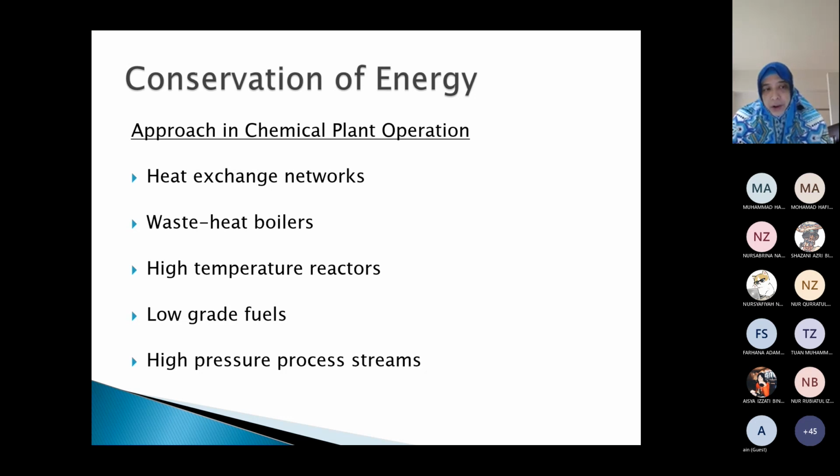Then try to manipulate the PFD that you have, changing it into a network that involves heat exchanger units. Avoid using just a cooler, for example, just to absorb the heat energy that you produce to cool the liquid. Instead of using a cooler, try to apply a heat exchanger in your system.